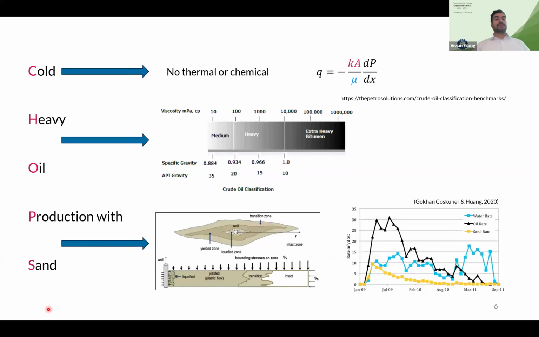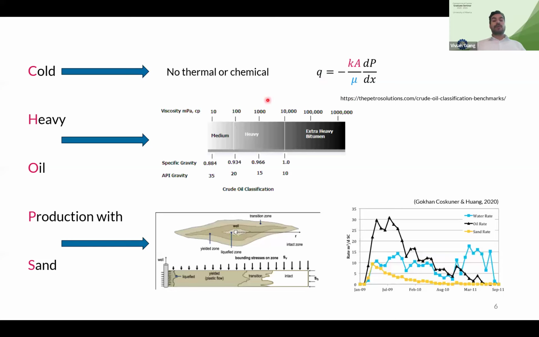So what CHOPS means is cold heavy oil production with sand. Cold means that there is no kind of thermal or chemical process or enhanced oil recovery. You know pretty well this equation. This is just the basic Darcy equation. When you apply any thermal or chemical process, what you are mainly changing is the viscosity of the fluid.